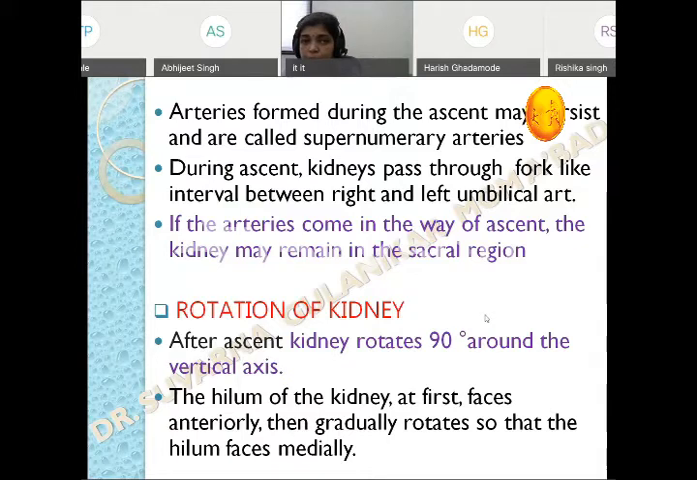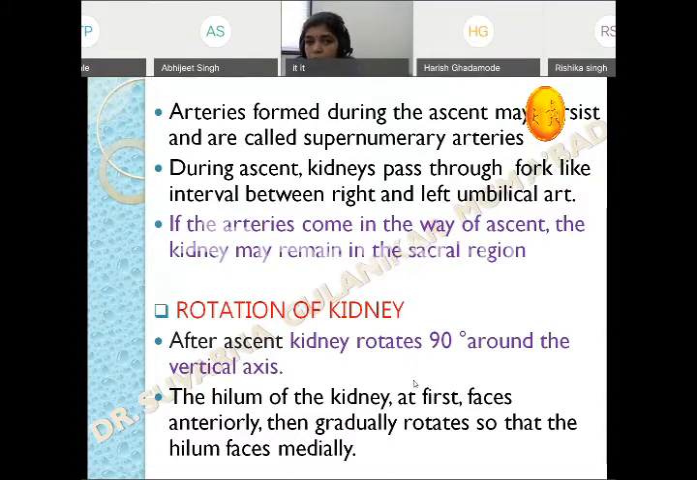Now what happens? Here the hilum is still facing anteriorly, so it has to rotate. So the last stage is the rotation of the kidney. It rotates by 90 degrees towards the medial side. So first the hilum is facing anteriorly, and now it rotates towards the medial side. So now the hilum is facing medially, and the convex border goes lateral. So this becomes the definitive position of the kidney.